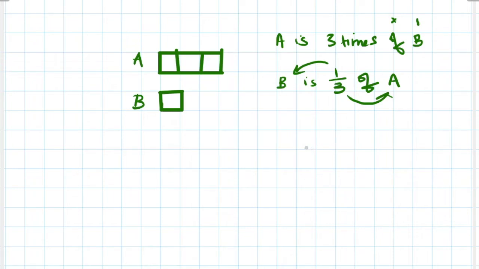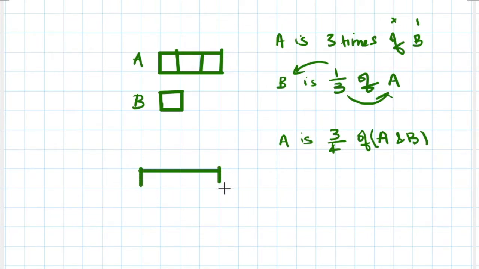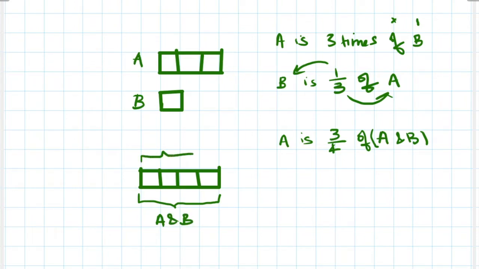Or you can say A is 3/4 of A and B. When I say A and B, what is it? A and B together, right? So I have a total of 4 units, correct or not? So you know that 3 of them will be A. Here is A and B. So 3 over 4 of A and B. Okay?